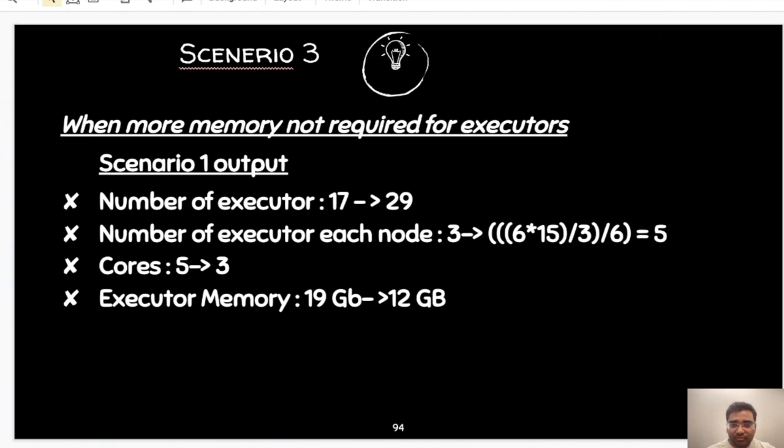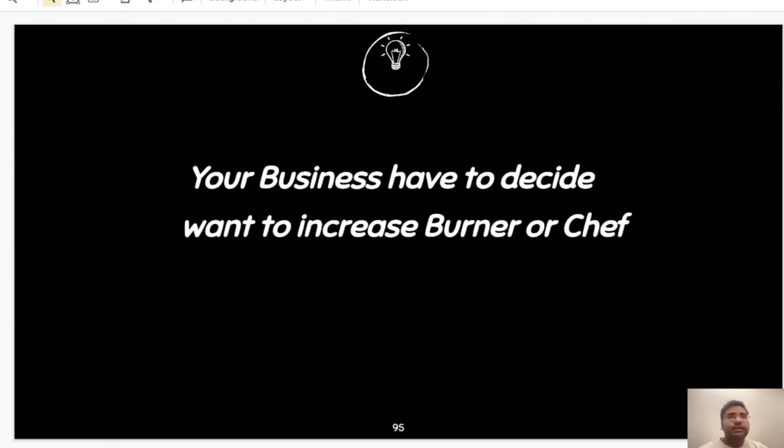Sorry, we have to discuss scenario 3 also, when we don't need much memory for the executor. This is not useful basically. So your business has to decide whether to increase the burners or the chefs. What does that mean?